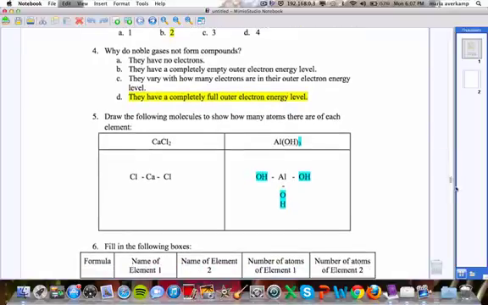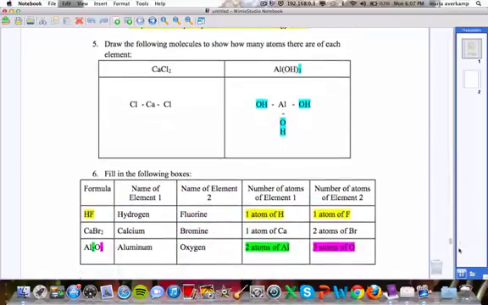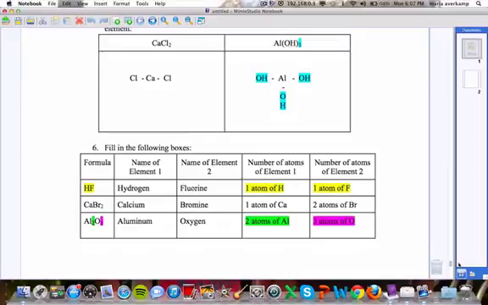At the bottom, this last part is where we simply wanted you to interpret the formula. So HF has hydrogen as the first element, fluorine as the second. Nobody had any trouble with that first part. In the last 2 columns, they want you to identify how many atoms. Since H has no subscript, there's only one atom of H. Since F has no subscript, that simply means there's only one atom of F.